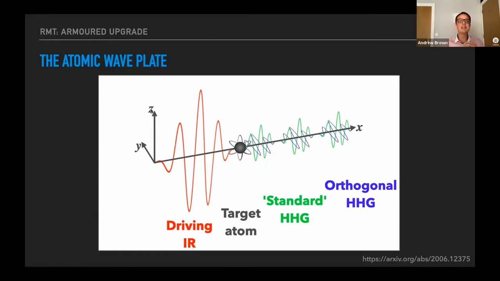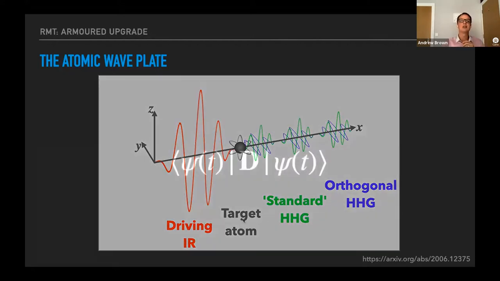And most of the effort in this field has been looking at modifying the driving IR. So you come up with some specialized or specially shaped field, which when it drives your system gives rise to harmonics, and the electric field vector rotates and so on. We have instead turned our attention to looking at the target atom itself. And in particular, once we have this relativistic description of the atom and we can control the spin of the various states involved, we've come up with a method of generating harmonics which are polarized orthogonally to the driving IR. So in this system that I'll show you, what we end up with are harmonics that are polarized both in the Z direction and harmonics polarized in the Y direction.